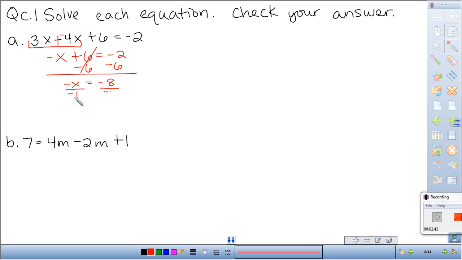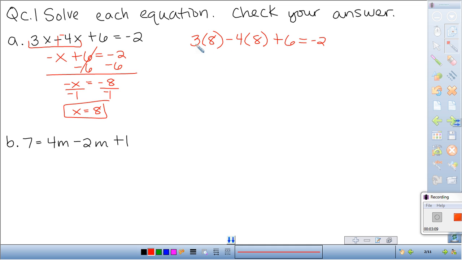A negative divided by a negative is a positive. Anything divided by 1 is just itself. X equals negative 8 divided by negative 1 is a positive 8. And x is 8. So let's check it. So I have 3 times 8, because remember we're plugging in 8 for x, minus 4 times 8 plus 6 equals negative 2. Remember to follow PEMDAS.